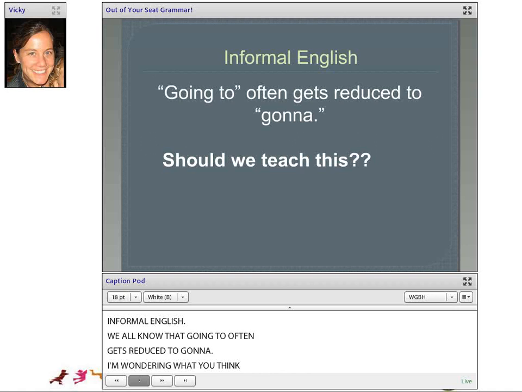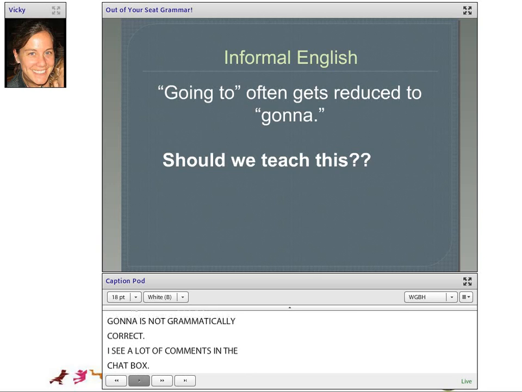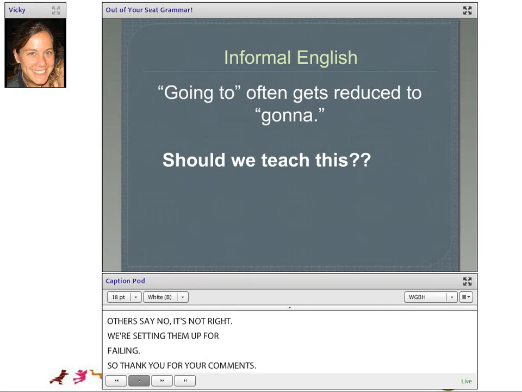I'm seeing a lot of comments here in the chat box. Some saying that, yes, of course we should because they're going to hear it. Others saying, no, that's not right, we're setting them up for failing. So thank you for your comments. In my opinion, we need to do a little bit of both. And here's what I would do.